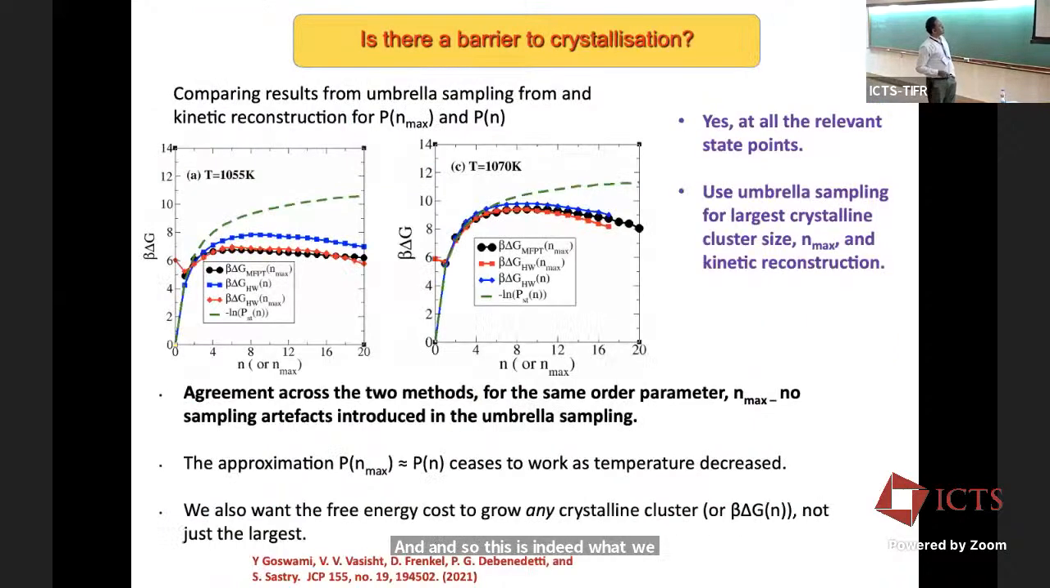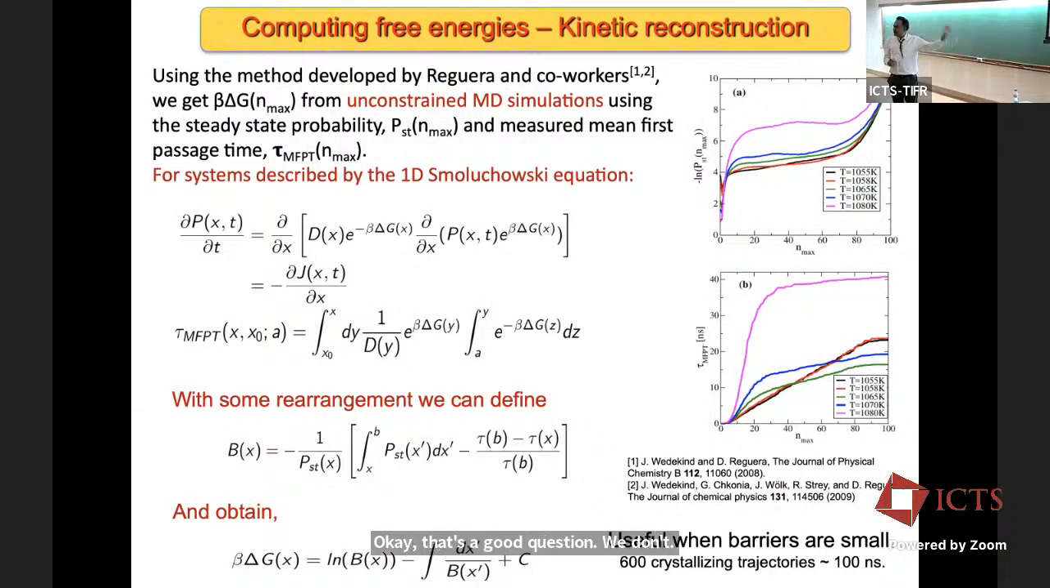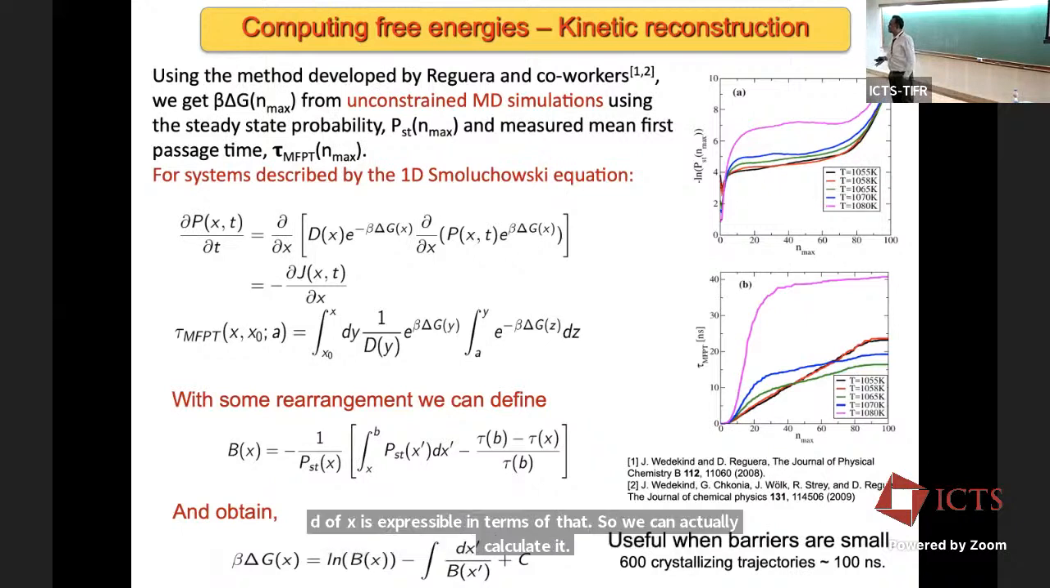How do you estimate the D of X? Okay, that's a good question. We don't, but it's not assumed to be constant, number one. And secondly, in fact, once you know the mean first passage time or the derivative of the mean first passage time on this quantity B, the D of X is expressible in terms of that. So we can actually calculate it a posteriori from the same approach.